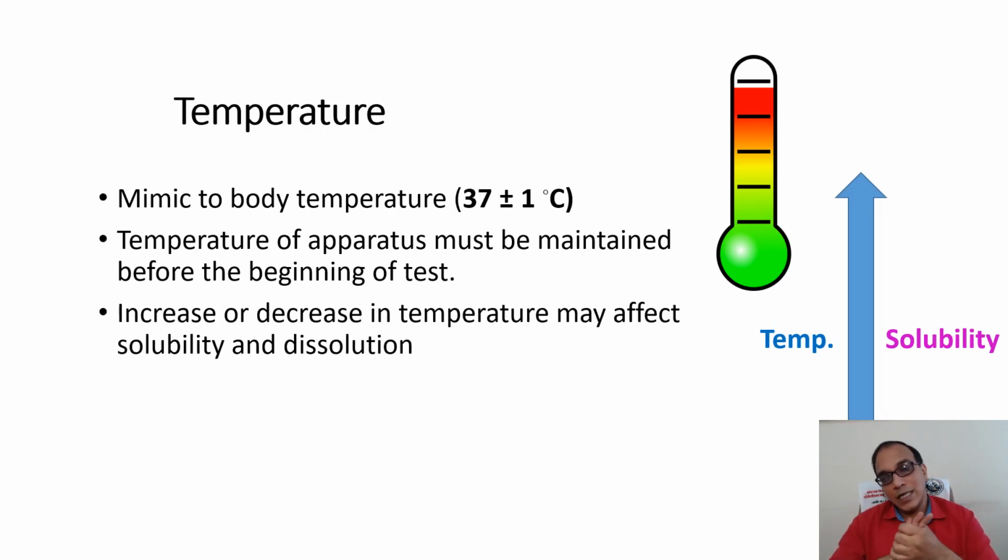Temperature is again a factor. We mimic the body temperature at 37 plus or minus 1 degree Celsius. The temperature of the apparatus must be maintained before the beginning of the test. You cannot do it otherwise. Some students, specifically undergraduate UG students, start the test right away. However, in multi-station dissolution apparatus, it doesn't start until it maintains the temperature of 37 degrees Celsius.